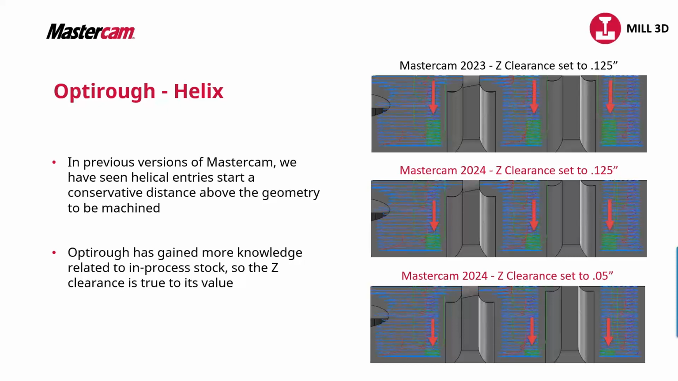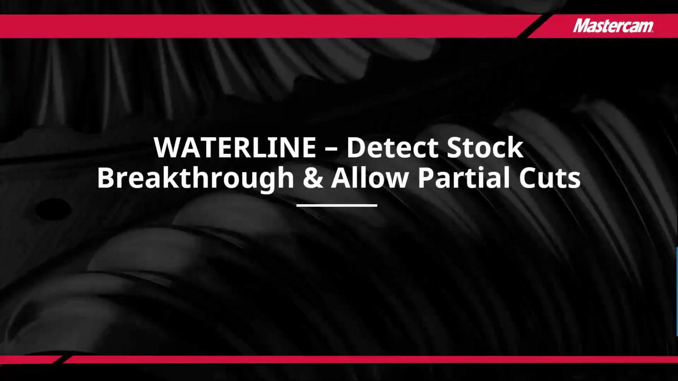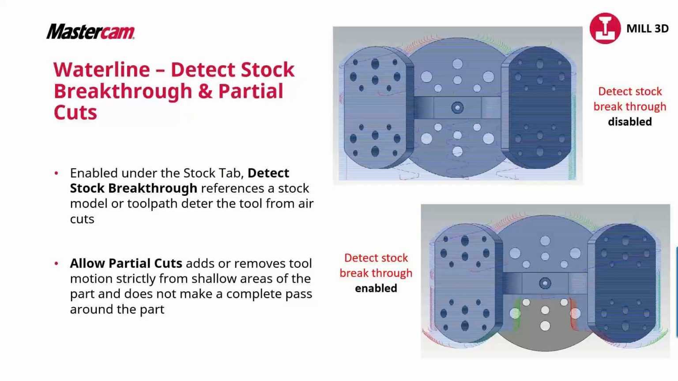Now, if you've been using 2023, you might be familiar with a feature called Detect Undercut Stock that came out with our OptiRough. Detect Undercut Stock has now been relabeled Detect Stock Breakthrough. And Detect Stock Breakthrough is now available with Waterline when doing rest machining. So what this means, when this is enabled, it is going to refer to the stock model to deter the tool from making air cuts.